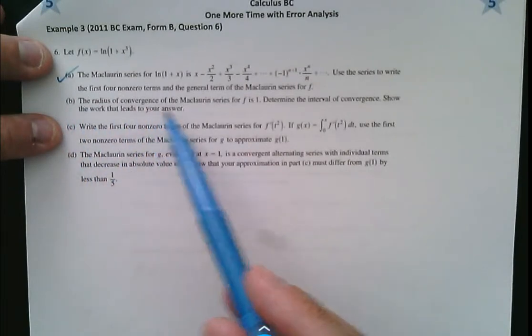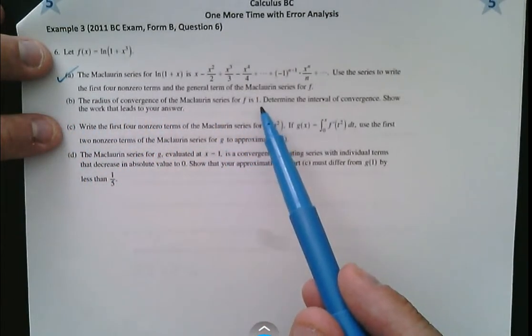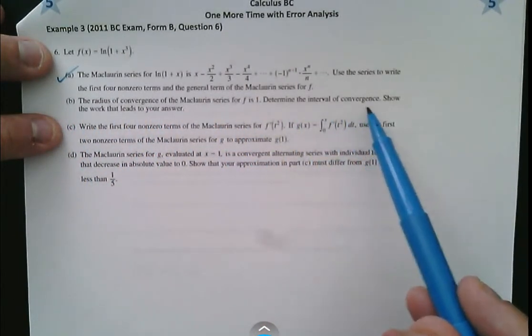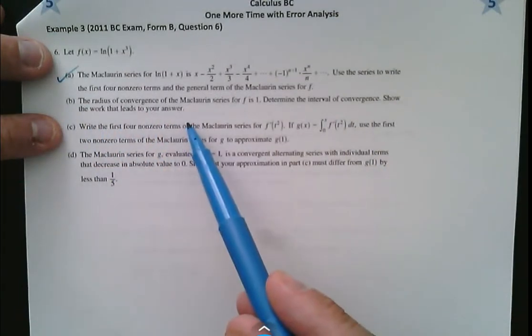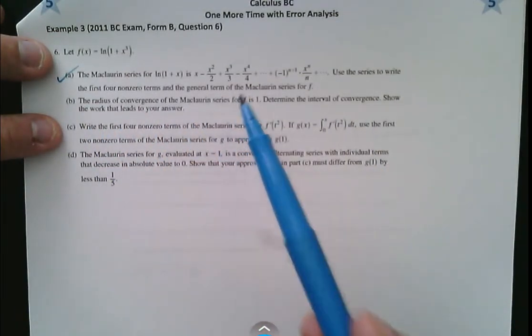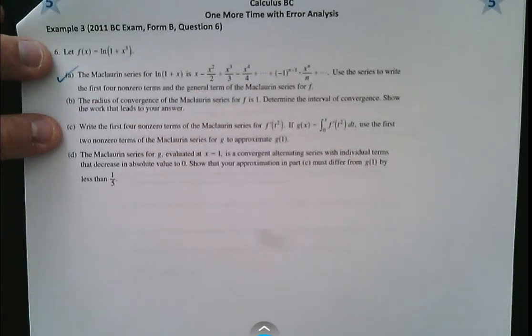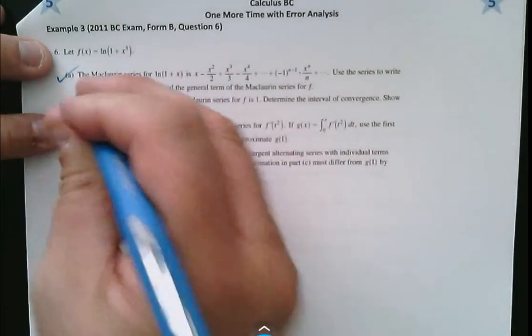The radius of convergence of the Maclaurin series for f is 1. Determine the interval of convergence. Show the work that leads to your answer. Radius of convergence, interval of convergence, we know how to do that. That's not why we're here.